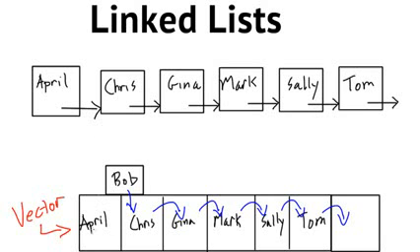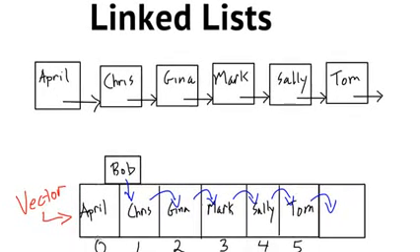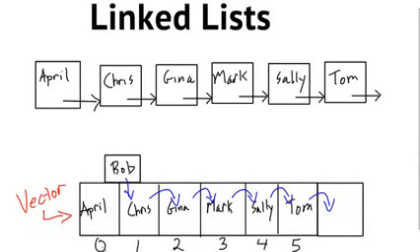We don't have what we had with the vector. So with the vector, we had these index values. Each one of these elements here was adjacent or contiguous to one another. That's not the case with a linked list. So these nodes could be very far apart in terms of where they reside in memory. So April could be 1,000 address spaces away from Chris, and Chris could be 10,000 address spaces away from Gina, whatever it may be. The way we get from one node to another node is via these links here.